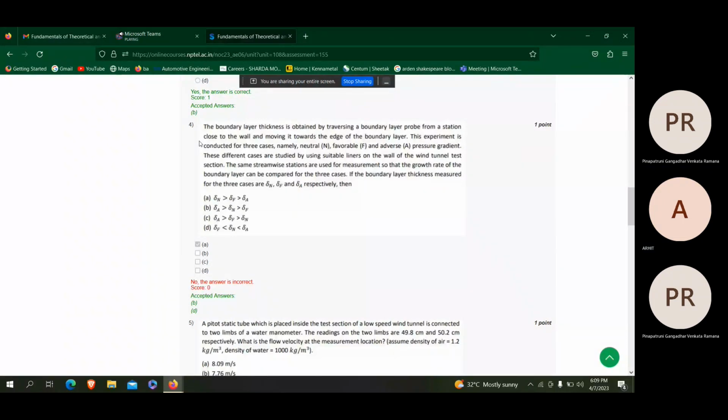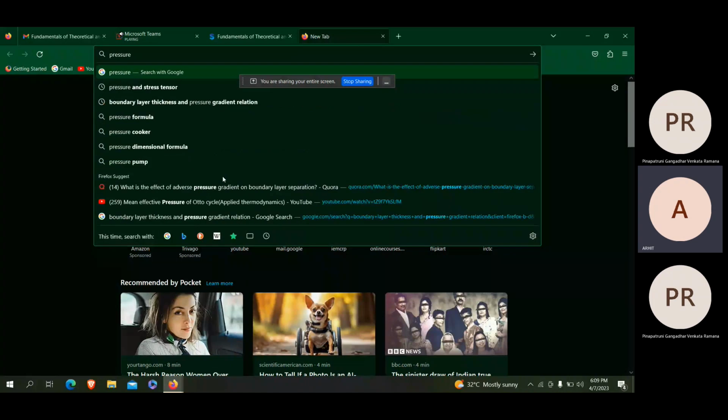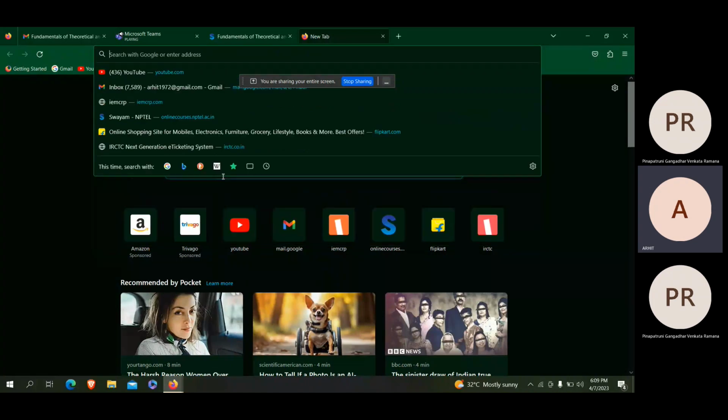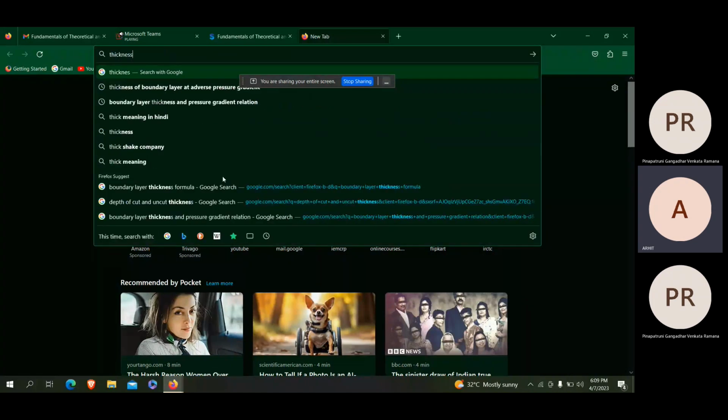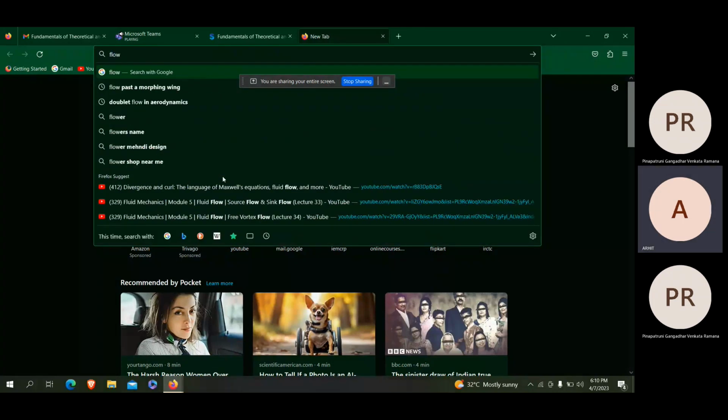No, no. Can you open a new Google Chrome and see how flow separation on a flat plate or something looks? Then you can get the idea. Yes, sir. Flow separation on your flat plate or flow separation on an aerofoil. Flow separation on an aerofoil is a good idea.